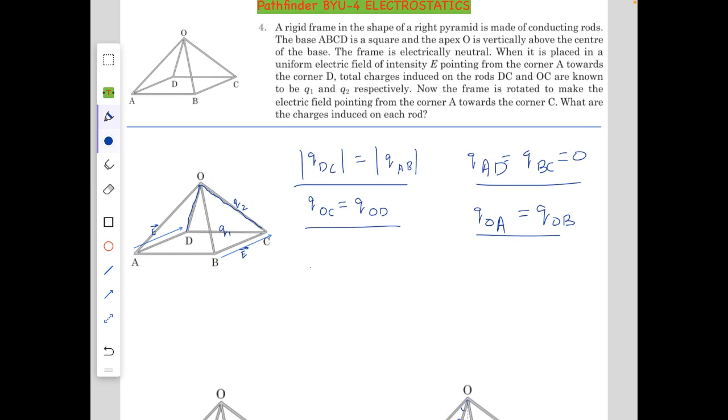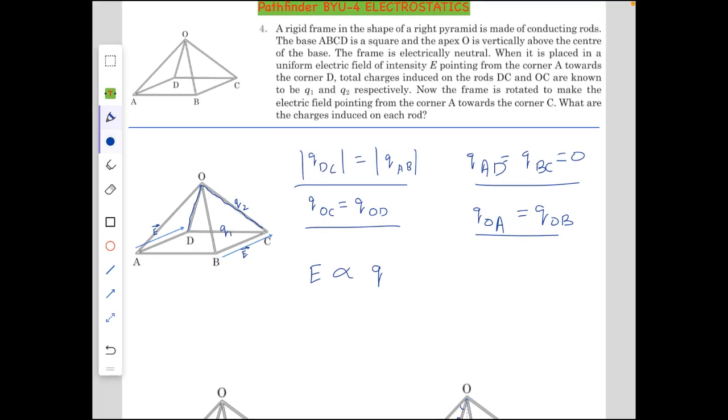So basically what we are saying is E is directly proportional to the charge induced in them, right? So the charges in the first case can be shown like Q2 in rod OD, and in AB there will be minus Q1, and in rods OA and OB minus Q2 each, right?